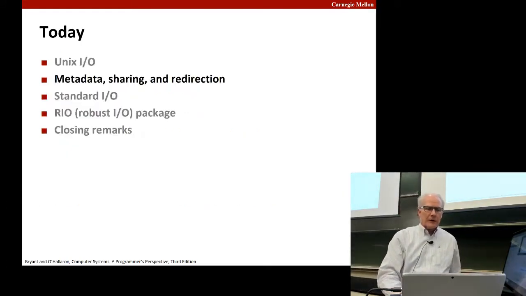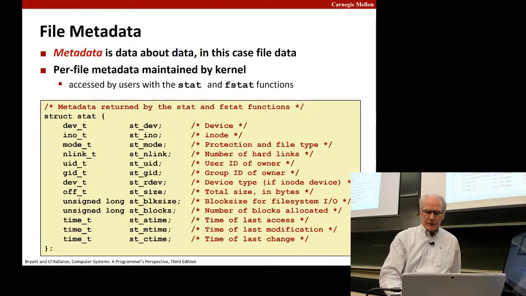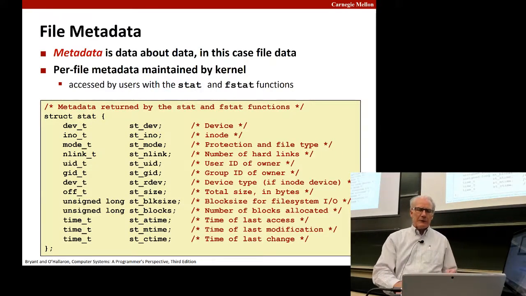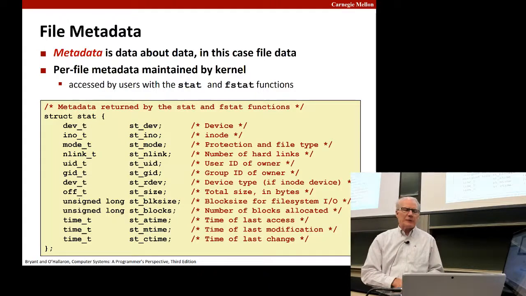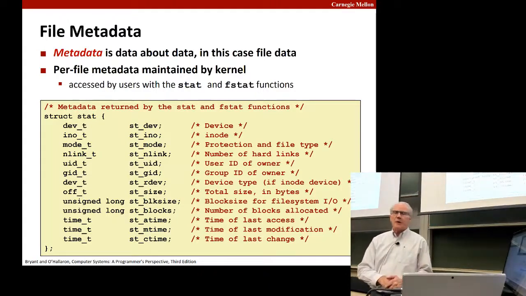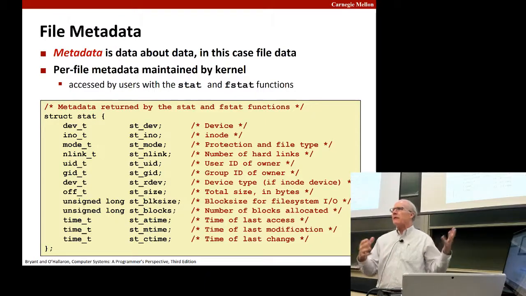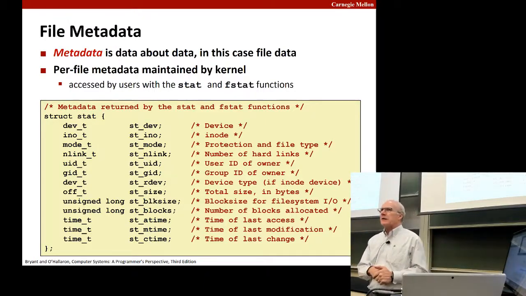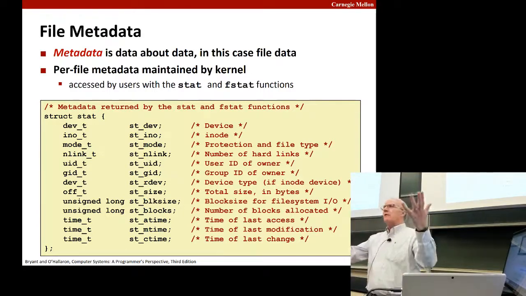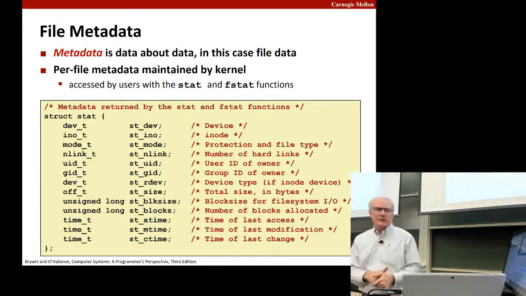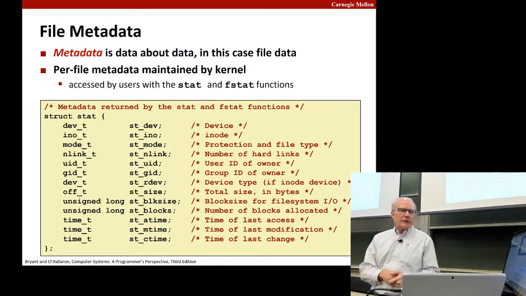So let's talk about some of these lower level features of files. First of all, associated with a file is a whole pile of information about that file that's referred to as metadata. It's not the actual contents of the file, it's information about the file. That's what the general term metadata means.